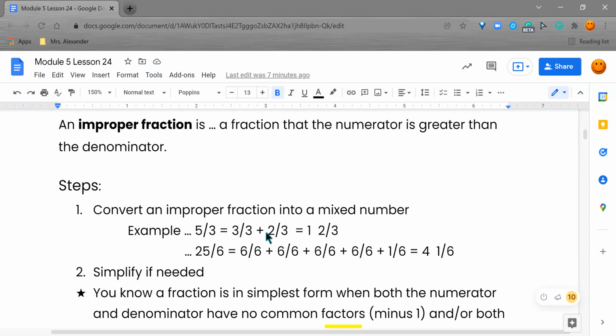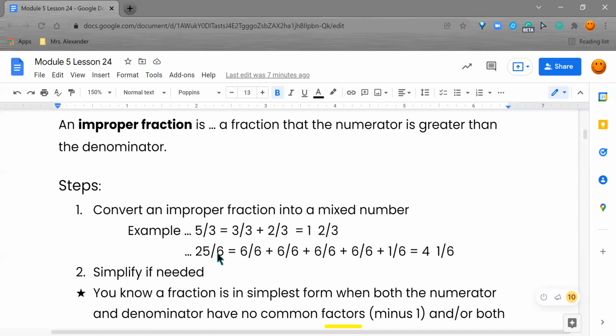So now I have my fractions. Now I'm going to see how many 3 over 3s I have, because if I have a number over itself, it's 1 whole. So right here, I have one 3 over 3 and 2/3. So my answer is 1 and 2/3.